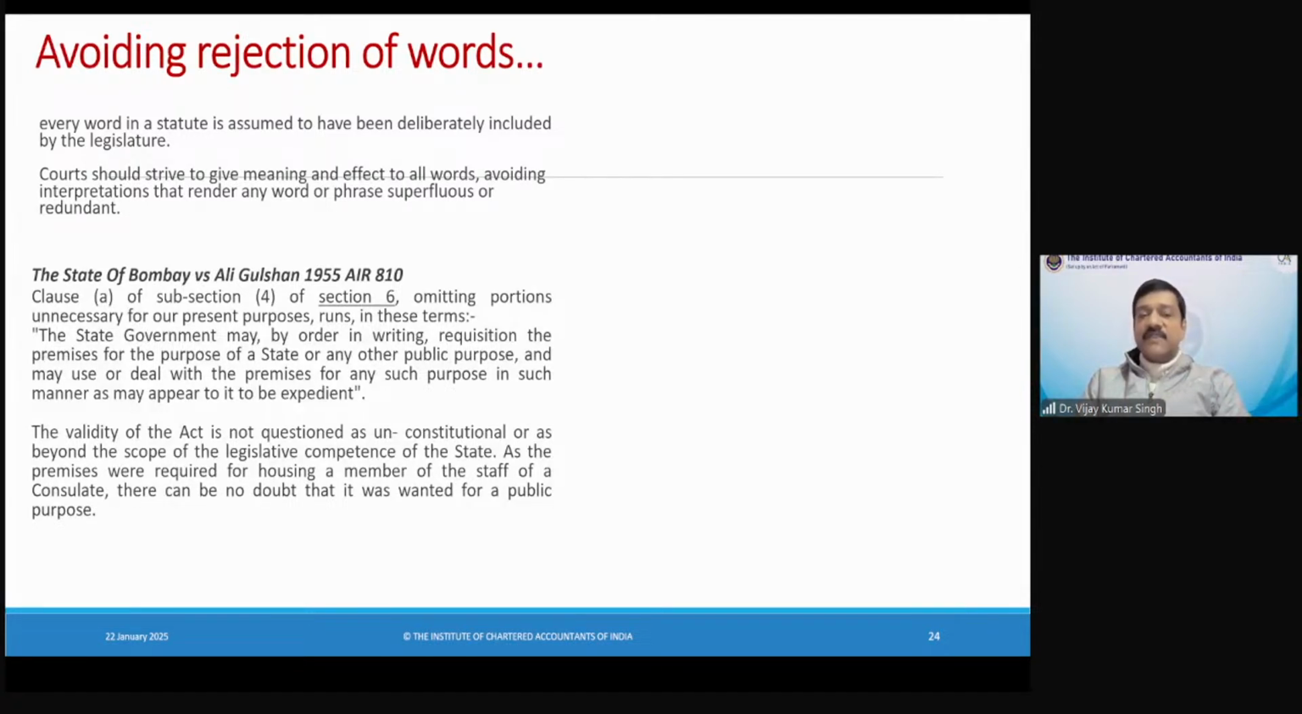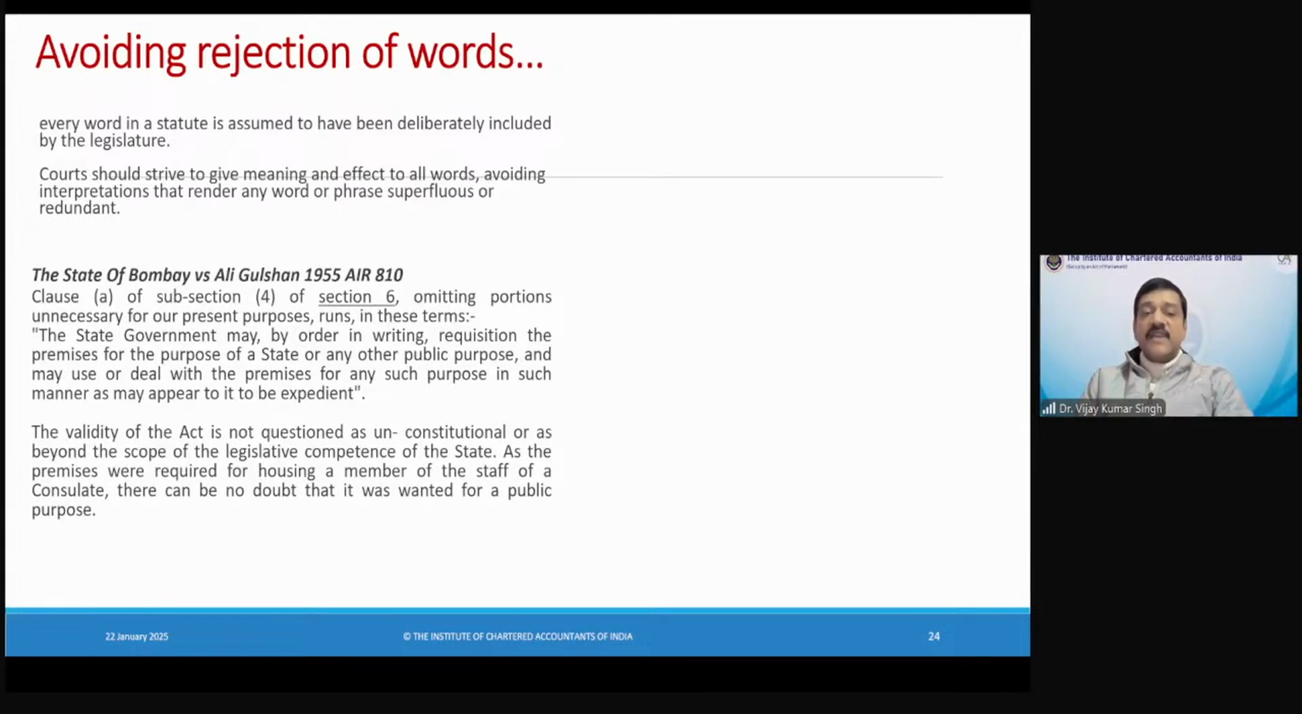Let us take an example of this case: The State of Bombay versus Ali Gulshan, 1955 AIR 810. In this particular case, there was clause (a) of subsection 4 of section 6. There, omitting portions unnecessary for our present purposes, it runs in these terms. They read this: the state government may, by order in writing, requisition the premises for the purpose of a state or any other public purpose, and may use or deal with the premises for any such purpose in such manner as may appear to be expedient.